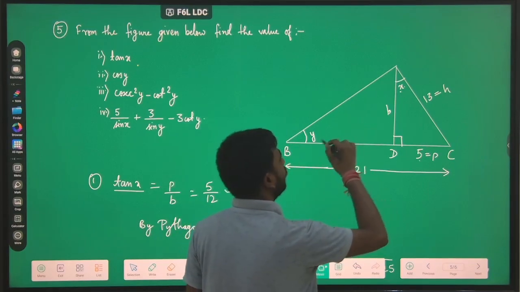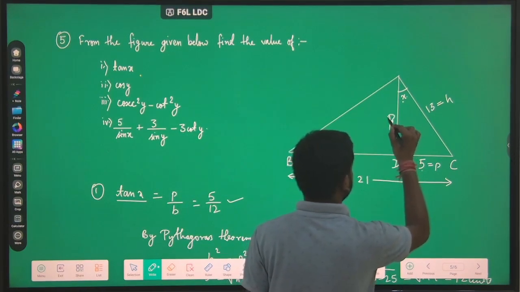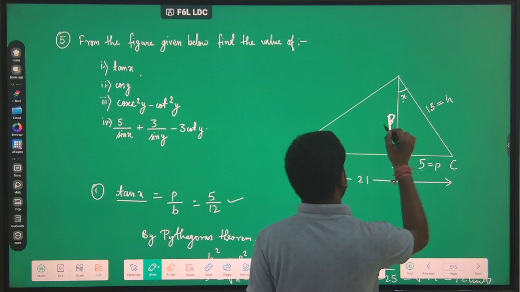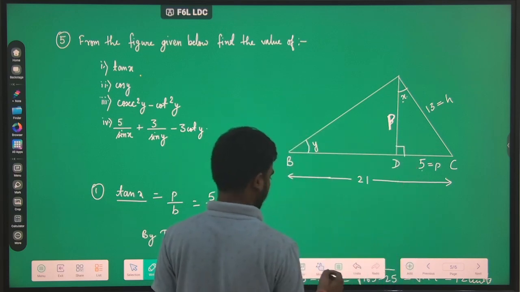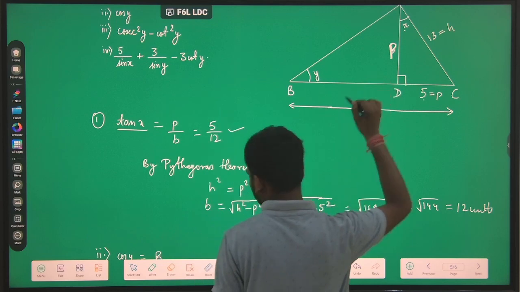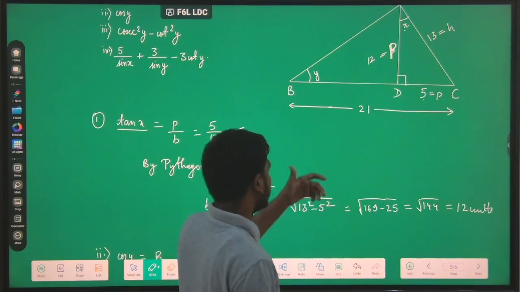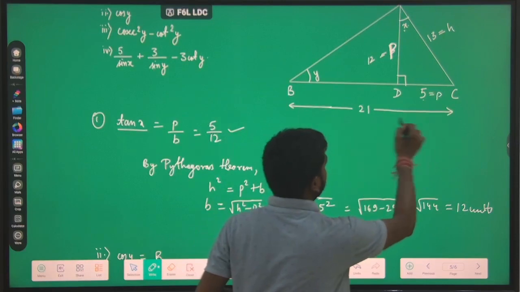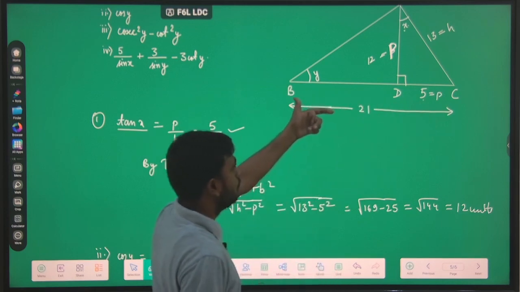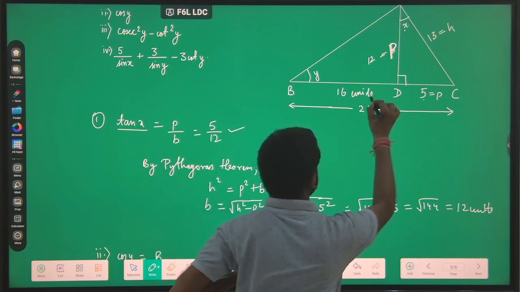What is our perpendicular here? Our perpendicular is this thing. We have found that the value of this is 12 units. So P is 12 units. Also, the whole length is 21 units and the value of DC is 5 units. So we can find the value of BD. BD will be 21 minus 5, that means 16 units.